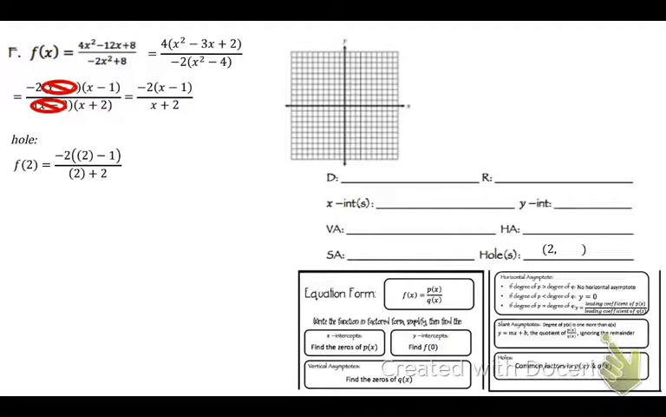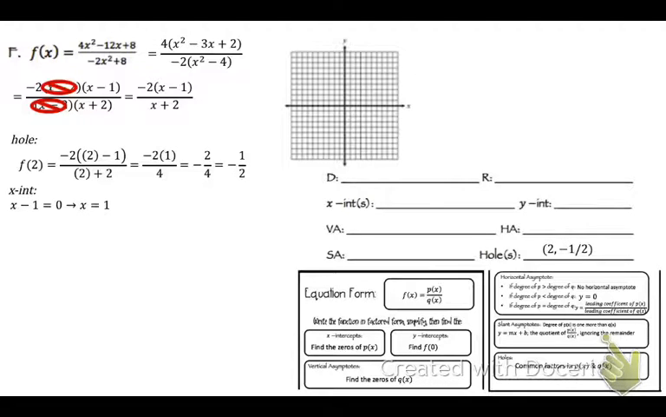I'm going to plug in 2, so you get -2 times (2 minus 1) over (2 plus 2), which is -2 times 1 over 4, which is -2/4, which is -1/2. So the hole is at (2, -1/2). Now my x-intercept, we have x minus 1 equals 0. You can just set the top, and we don't have to deal with that -2 because it's not going to matter. So x equals 1. So (1, 0). Y-intercept, plug in 0, and you end up with 1.